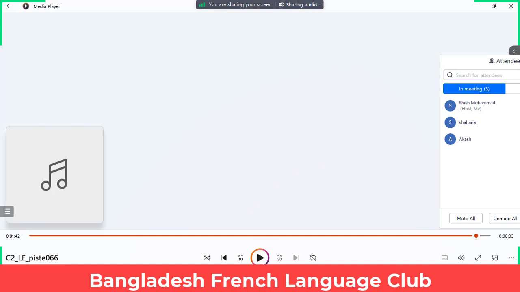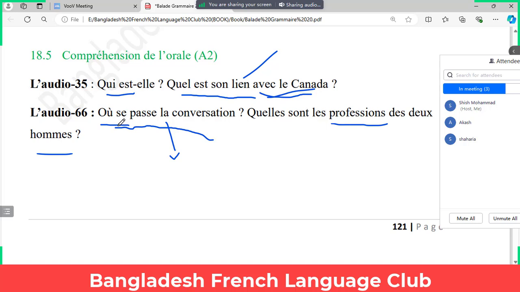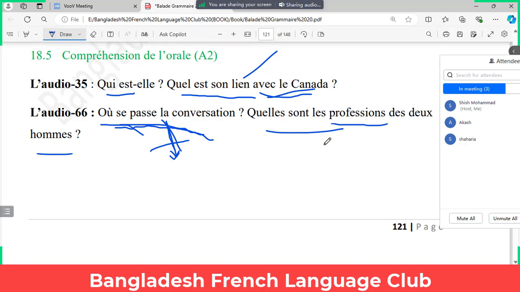Okay, have you identified the answer? So maybe one of them is the chef and one of them is the assistant chef. And what is the place they are talking about? Cuisine means they are talking about chopping something, I mean, they're cooking, right? So they are in the kitchen. Yes, the chef is directing his assistant on how to do it. So the place is the cuisine, and their professions are chef and assistant chef. Okay, so let's move forward.